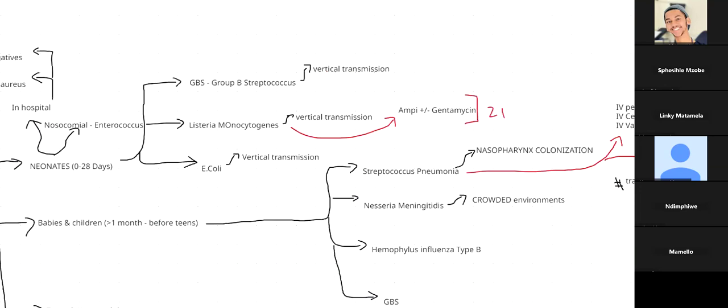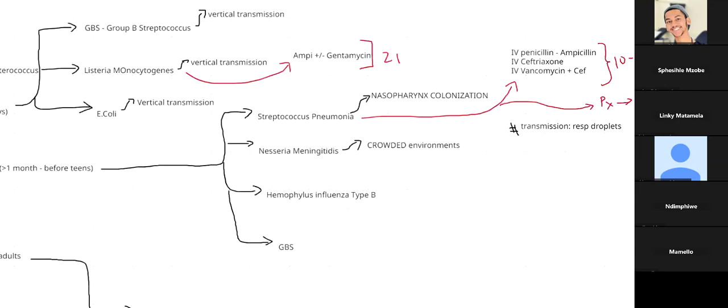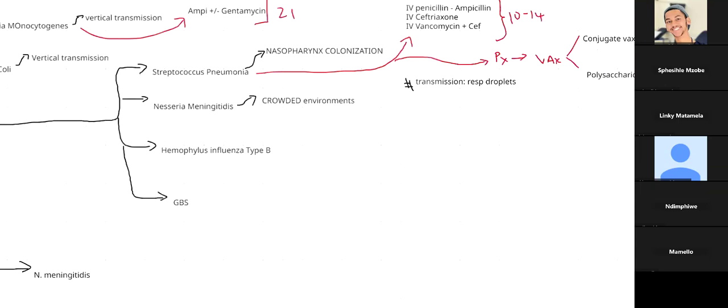Now moving on to treatment for Neisseria meningitidis. For Neisseria meningitidis, you give IV penicillin. I'm just going to say IV pen for 7 days.